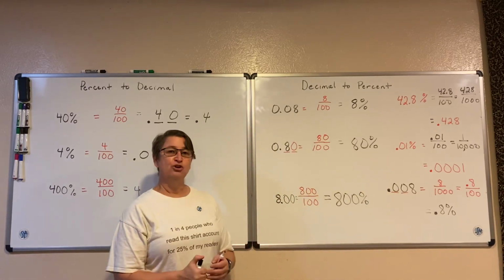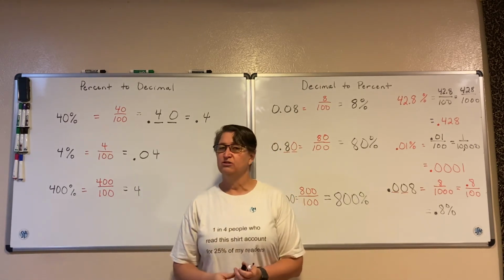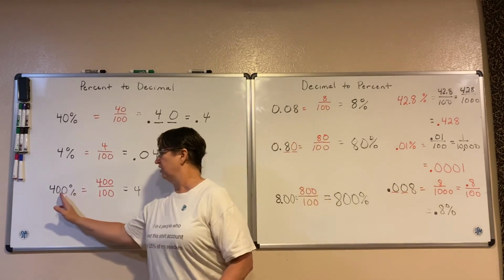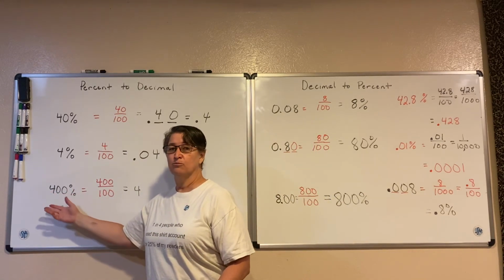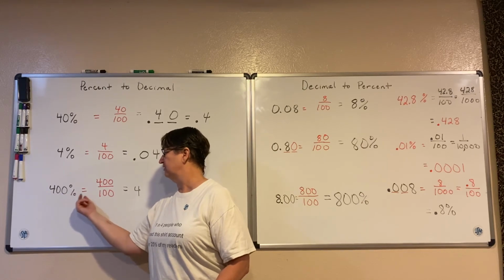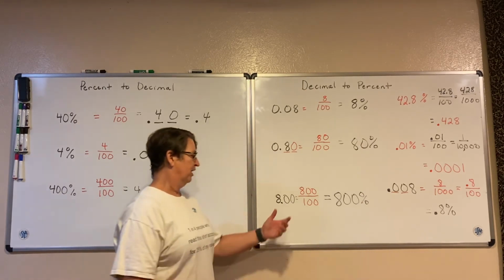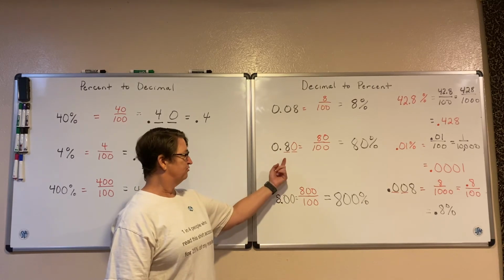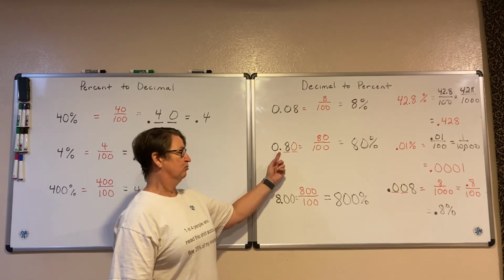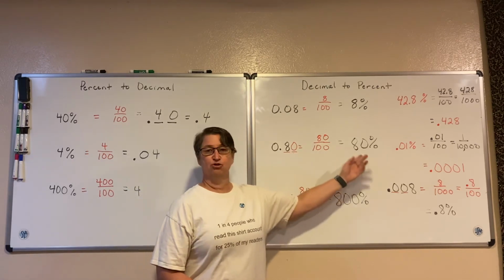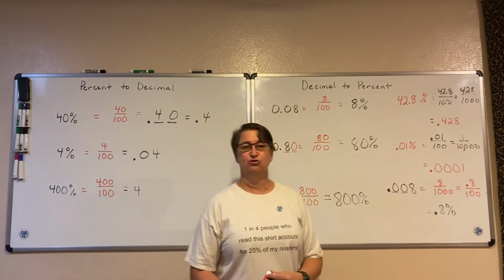So we can turn percents into decimals by just moving our decimal to the left 2 spots, or always just think of percent as out of 100 and work from there. And then to turn a decimal into a percent, you just move your decimal 2 spots to turn it into a percent, out to the hundredths place.